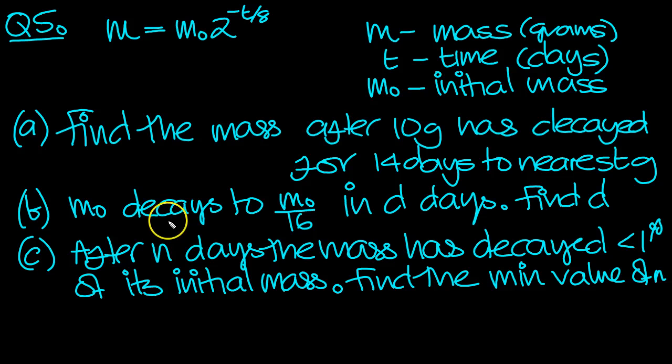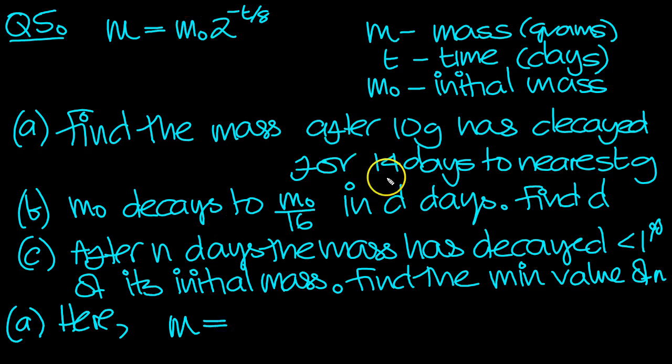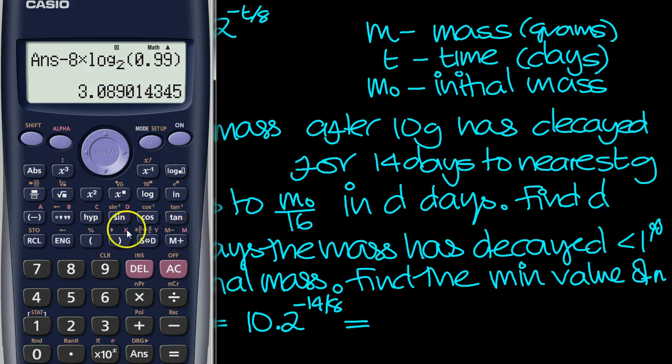So I've got the question summary form here, so let's have a look at it then. Part A, first of all. So let's have a look at this first part. 10 grams has decayed for 14 days, so the mass that results is the initial mass, 10 grams, times 2 to the minus t, 14, minus 14 over 8. So let's just tap that in the calculator then. Simple as 10 times 2 to the power, and we can put minus 14 over 8 if we wish, or we can simplify the fraction.